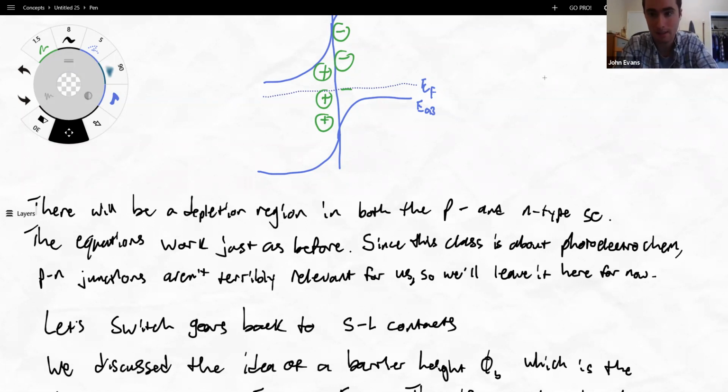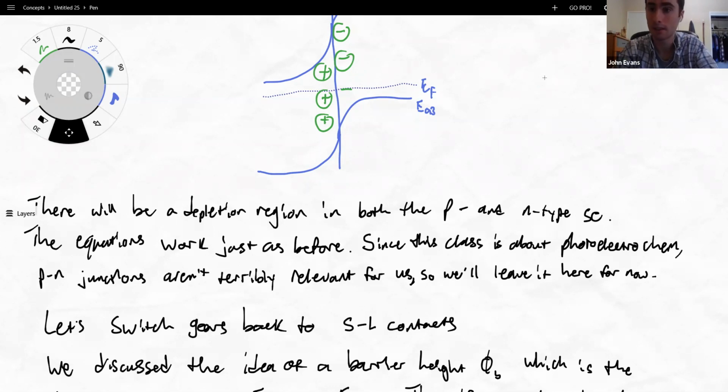And since this class is about photoelectrochemistry, PN junctions aren't super relevant. These are going to be mostly for solid state devices. So if you were to take a material science course or solid state physics or semiconductor physics, these are going to be super duper important because, like I said, they're in everything that you use a semiconductor for in industry, like solar panels and things. But for now, since it's not an electrochemical system, we're going to leave this alone.